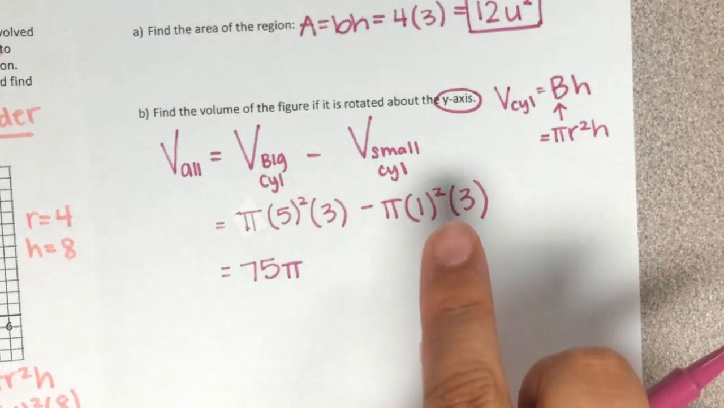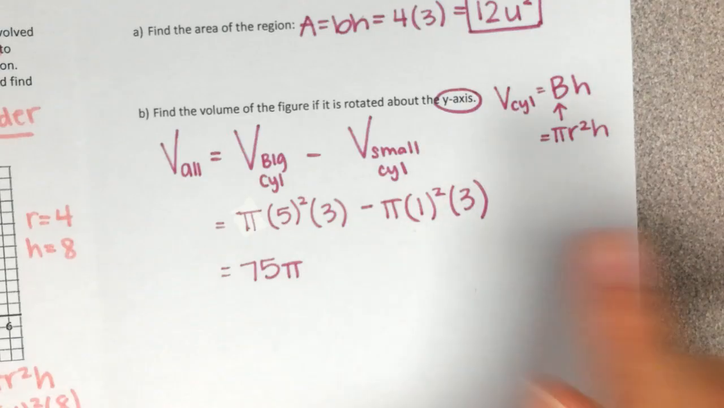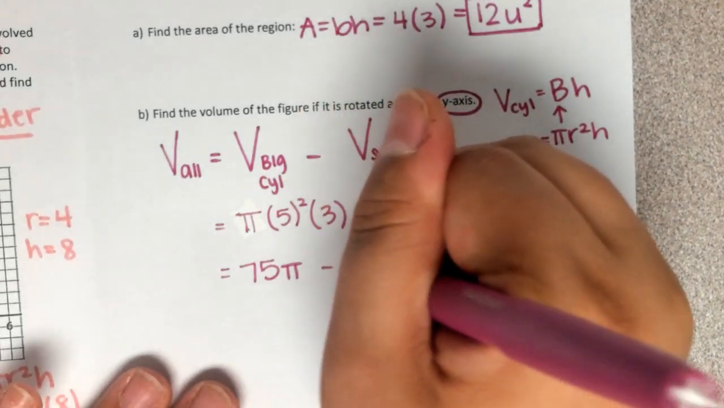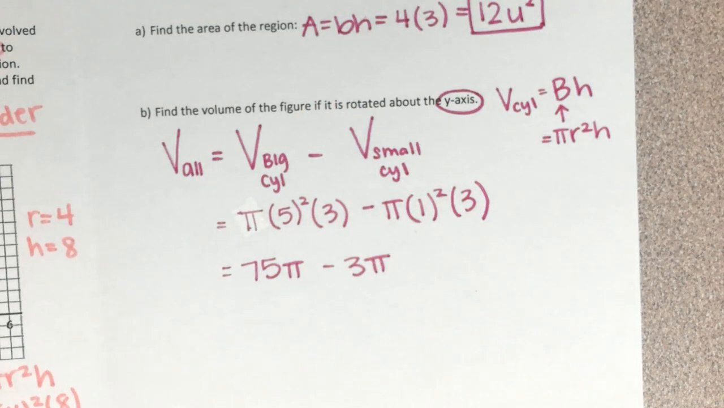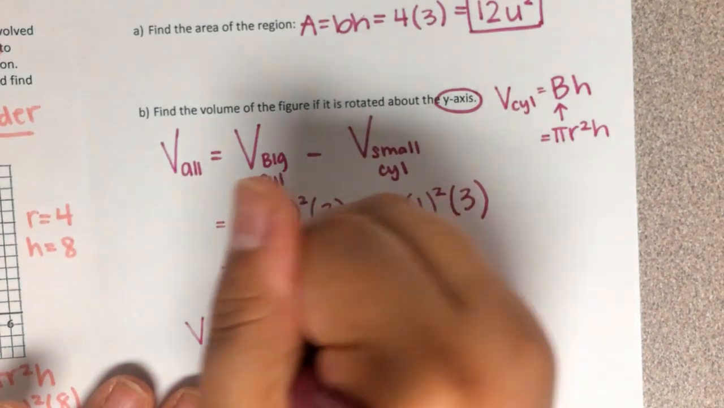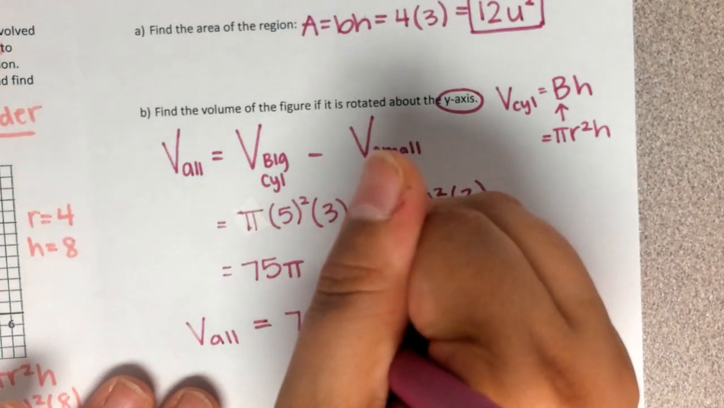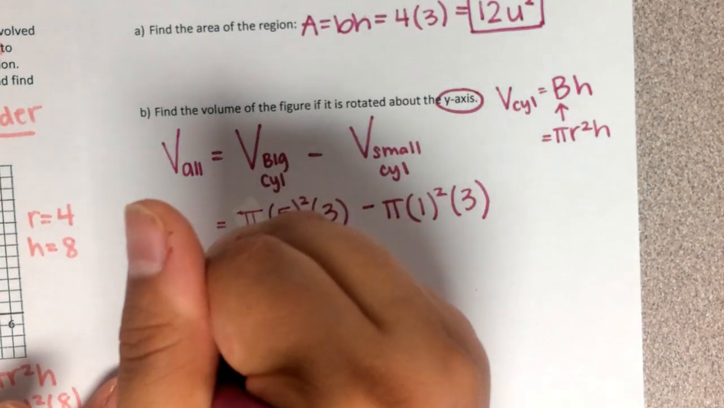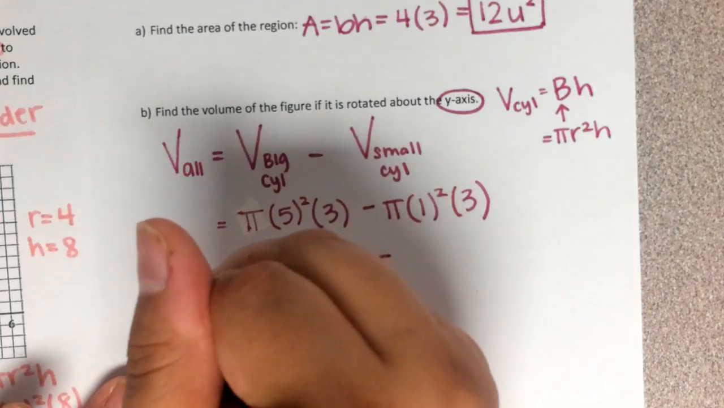What's 1 squared? Times 3? Can I subtract these? Why? So the volume of this toilet paper is what? Units cubed.